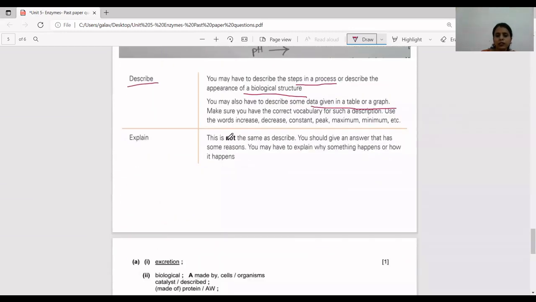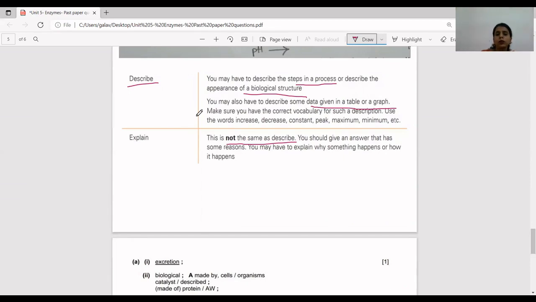Explain is not the same as describe. Now understand that describe and explain, they both are different questions. In explain, whatever you have written in the describe question, you have to explain the reason behind it. Reason behind your answer in describe. In describe, you just have to write down the pattern of the graph.